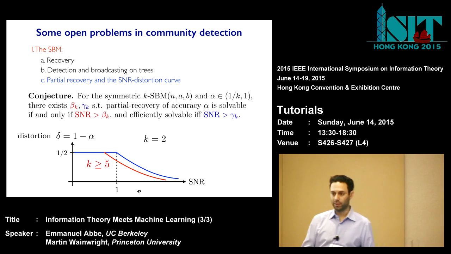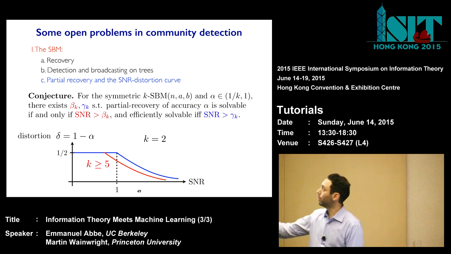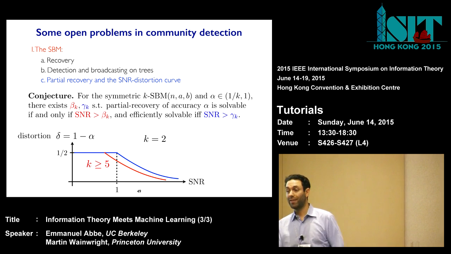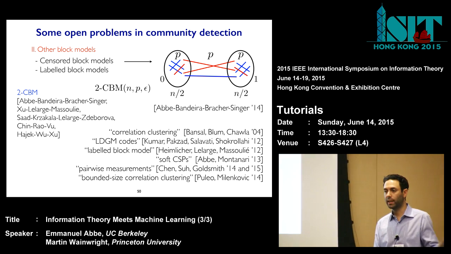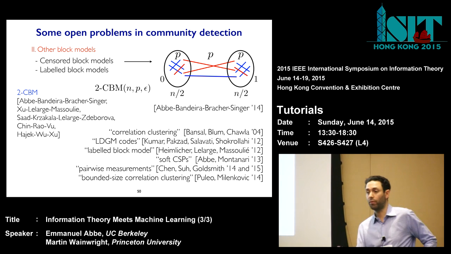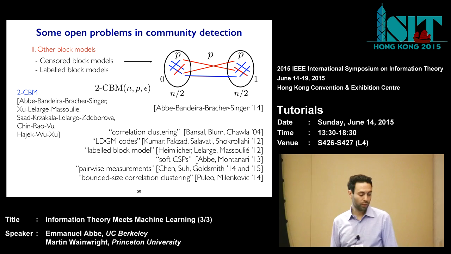Okay, so other block models. The first one is what's called labeled block models. This is where you have a label on the edges, for example, intensities of connections. So one should be able to redo all the things that have been discussed in this case, and you get more information. There is some result already on that.